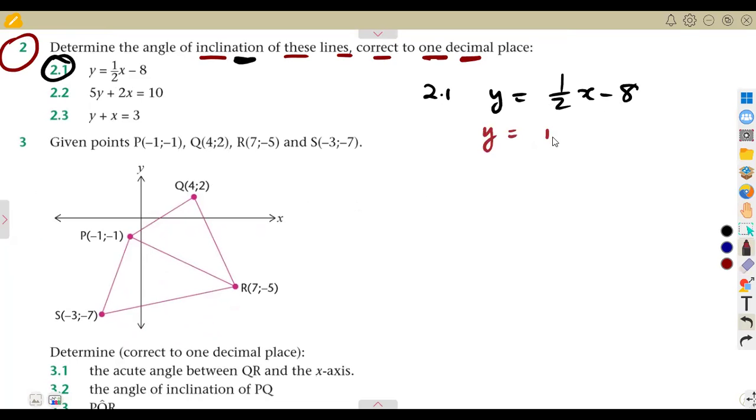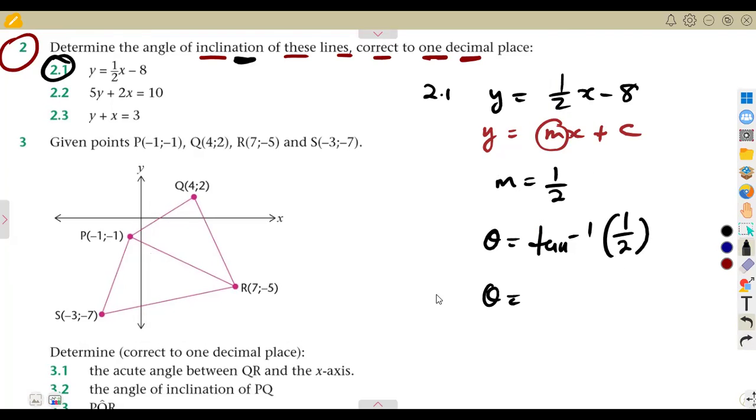Remember, whenever the line is written in the form y is equal to mx plus c, the m represents the gradient, which is the number that is multiplying x, the coefficient of x. In this case, the coefficient of x is 1 over 2. So we are sure that our gradient is 1 over 2. By knowing the gradient, we know the angle of inclination because this is positive. Therefore, theta representing the angle of inclination is going to be arctan 1 over 2. We are not going to make any adjustment because it is a positive gradient. That is going to give us 26.6 degrees.